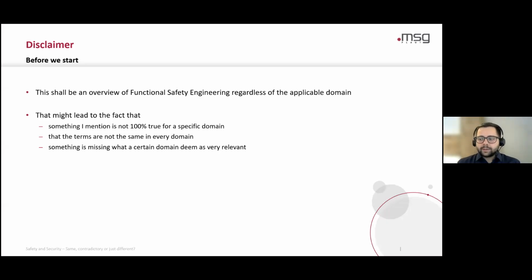Also a short disclaimer at the beginning. Functional safety engineering, and please consider also the word functional here, is a little bit different in every domain. It's a little bit different in automotive and avionics, for railway engineering and so on. But I want to give an overview over the whole idea of functional safety engineering. The consequence is that something I mention is maybe not 100% true for a specific domain. The terms are maybe not every time the same, and maybe something is missing that is very relevant in a certain domain. But for the overview to get an idea, this is not very relevant. But just if there is a functional safety expert in the audience, this is the reason why.